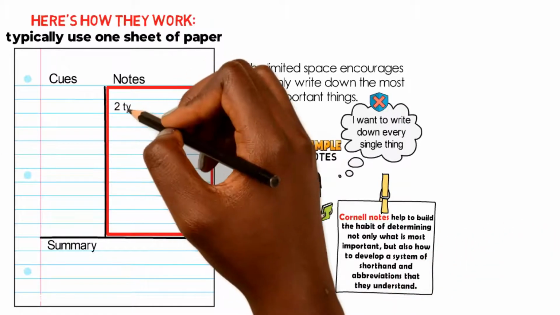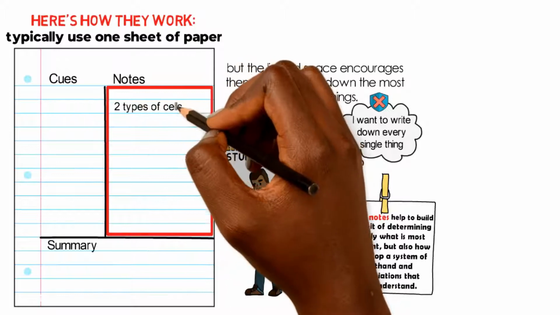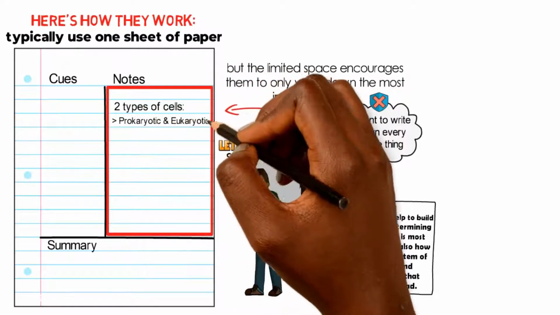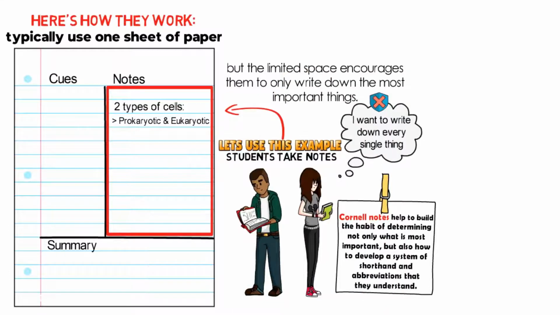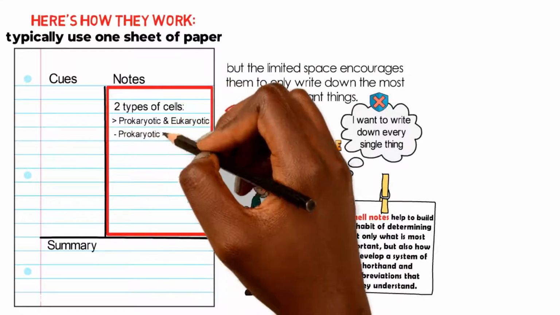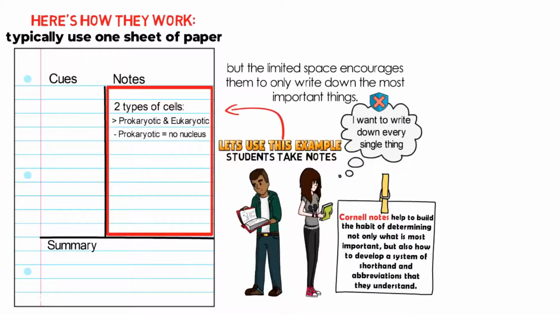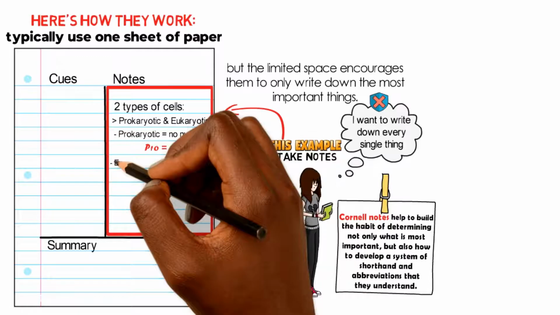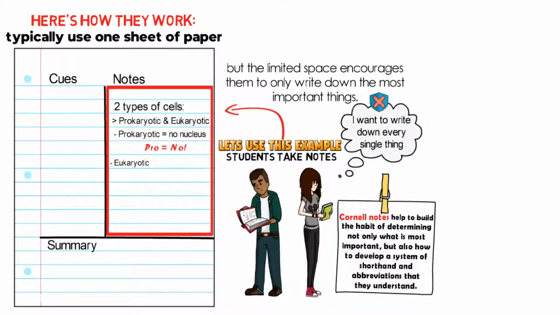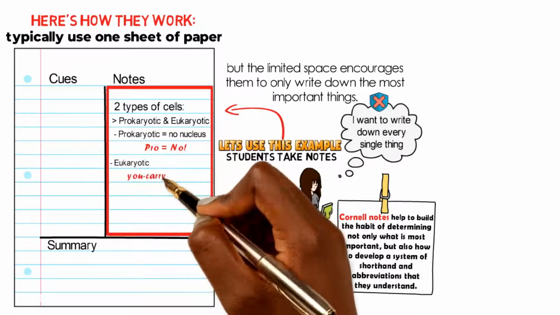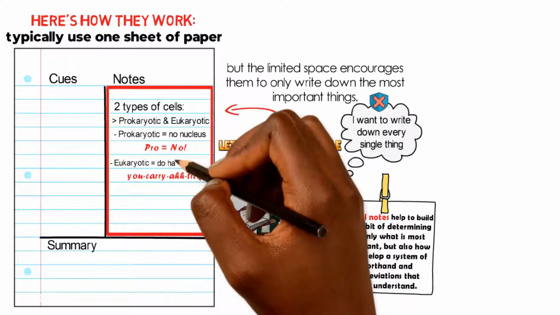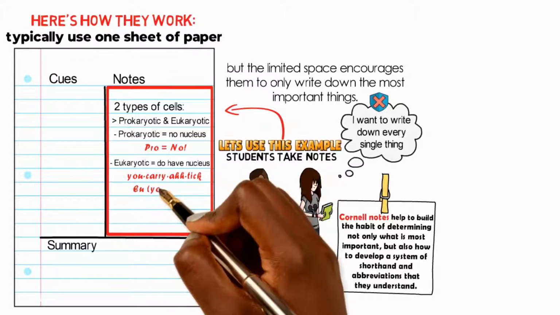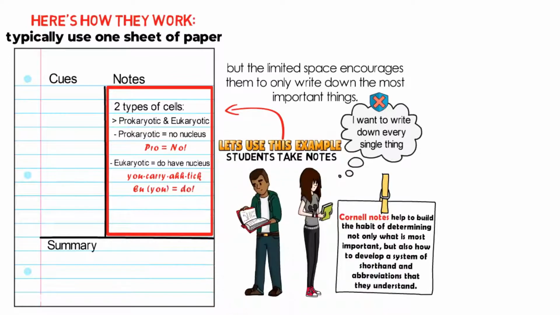So let's use this example. There are 2 main types of cells, prokaryotic and eukaryotic. There is one major difference between these types of cells. Prokaryotic cells do not have a nucleus. An easy way to remember this is pro equals no. Eukaryotic cells, pronounced eukaryotic, do have a nucleus. So again, an easy way to remember this is by rhyming: you equals do.